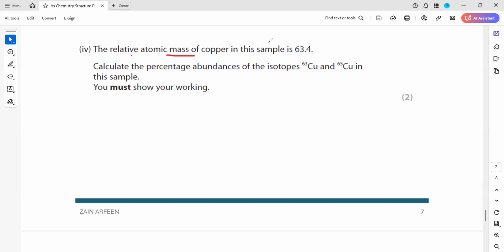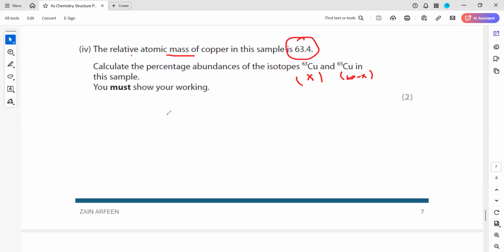The relative atomic mass of copper in this sample is 63.4. Calculate the percentage abundance of 63 and 65. If I say the abundance of 63 is X, what will be the abundance of 65? It will be 100 minus X, because the total percentage will be 100. Like if I say this was 25%, this will be 75%. So how we work it out is 100 minus 25, which is 75. So if one is X, the other one will be 100 minus X.